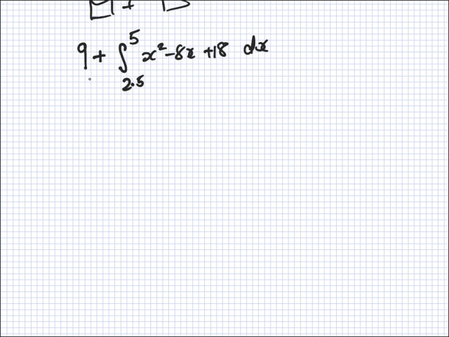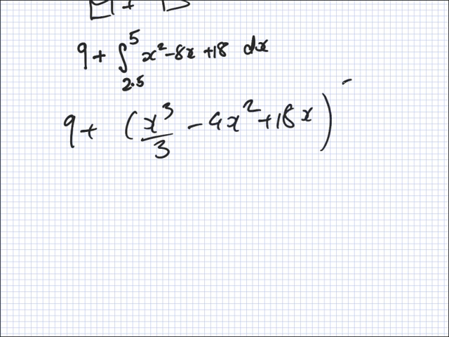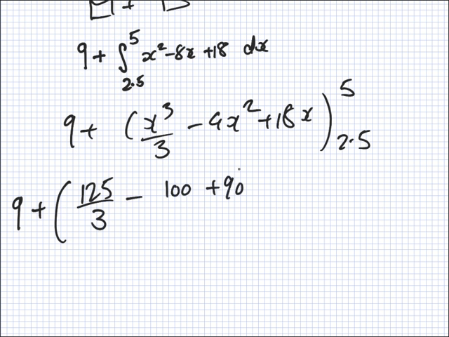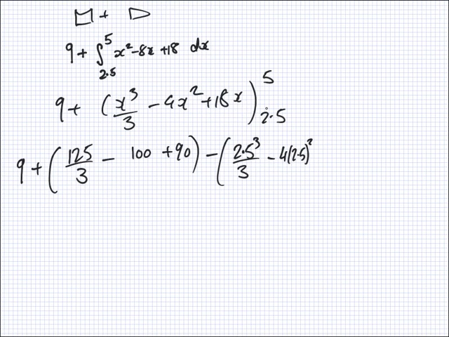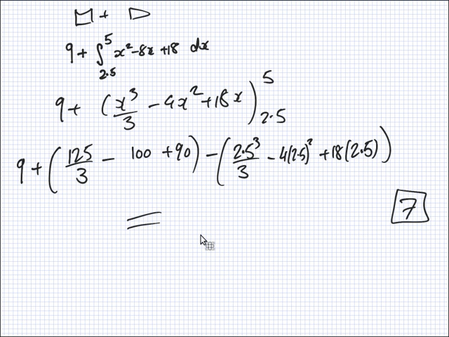So let's integrate this. That's 9 plus x cubed over 3 minus 4x squared plus 18x, between 5 and 2.5. So if someone can just type this in on the calculator: 9 plus 125 over 3 minus 100 plus 90, minus 2.5 cubed over 3 minus 4 times 2.5 squared, and then 18 times 2.5 at the end. And then that is it. So that's 7 marks once you get the equals here.